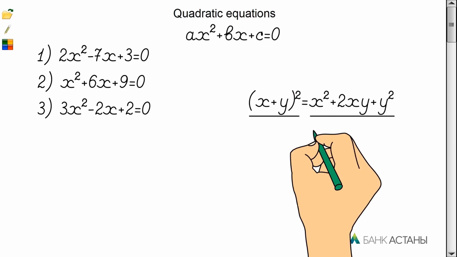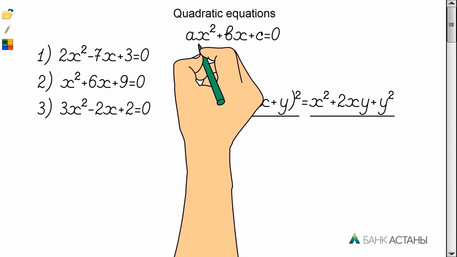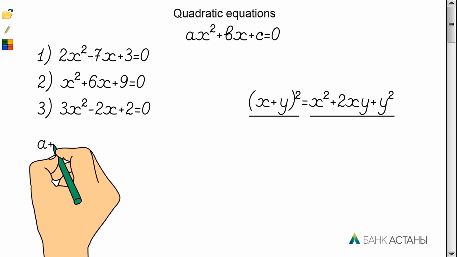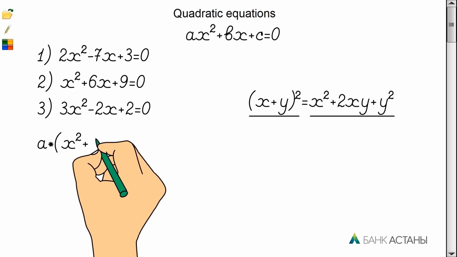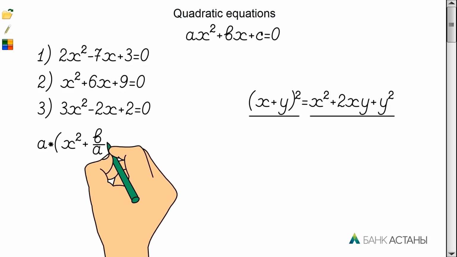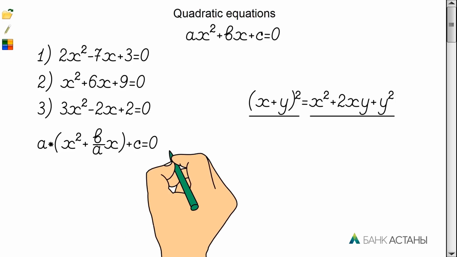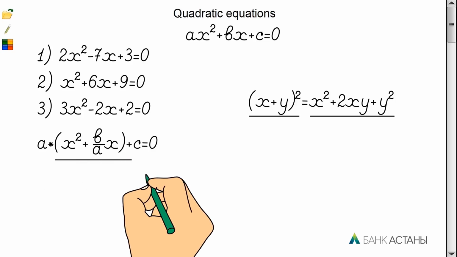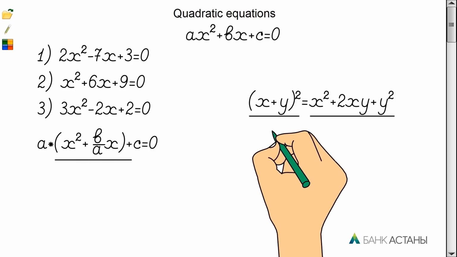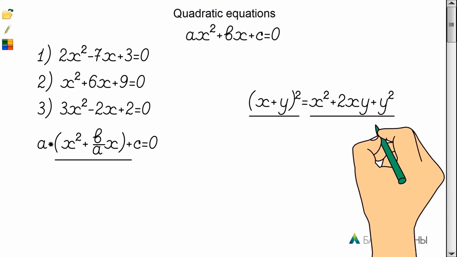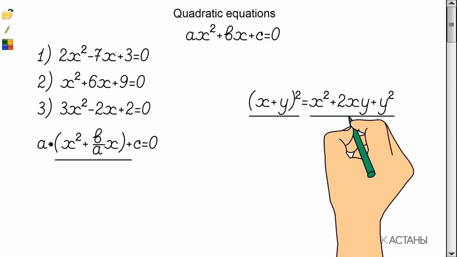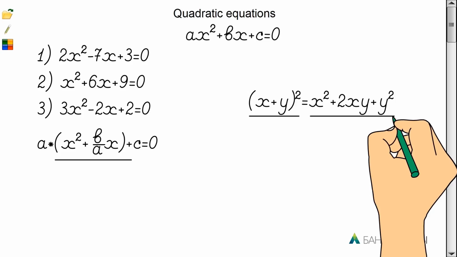To transform our equation into the quadratic trinomial, initially we factor out the coefficient a. Let's rewrite the general equation: a(x² + (b/a)x) + c = 0. If we look at the expression in parentheses, we can see that we are a little closer to the quadratic trinomial. We need the number 2 before the second term, and also we need the third term of the quadratic polynomial.